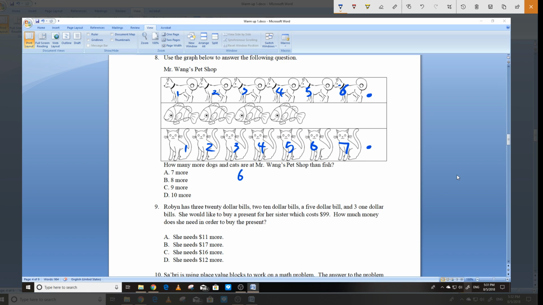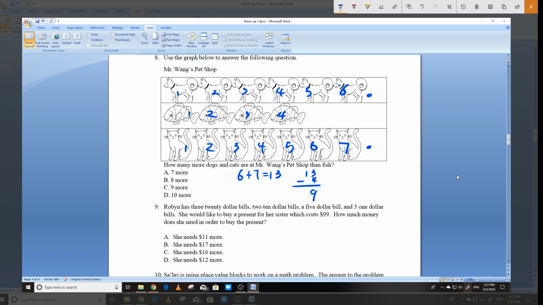So let's add them together. 6 plus 7, which gave me 13. Now, how many fish do we have? 1, 2, 3, 4. I am going to take fish away from dogs and cats. So I am doing 13 subtract 4, which gives me 9.